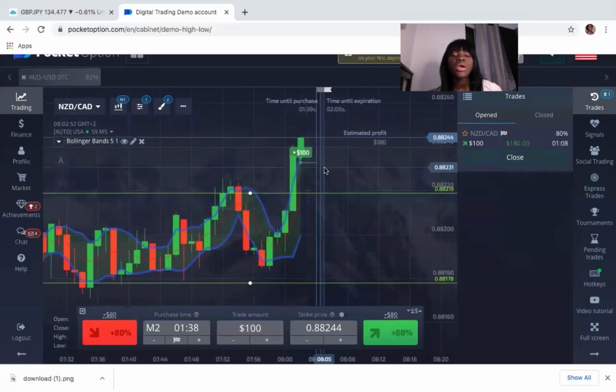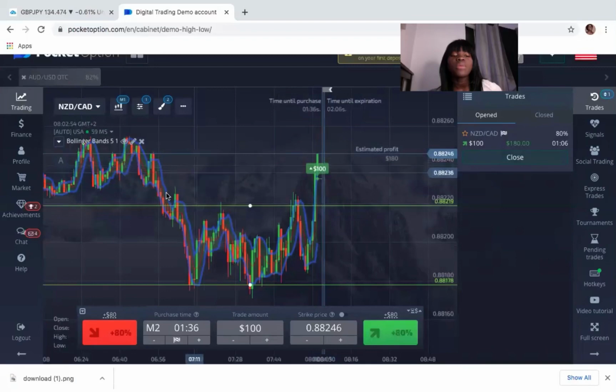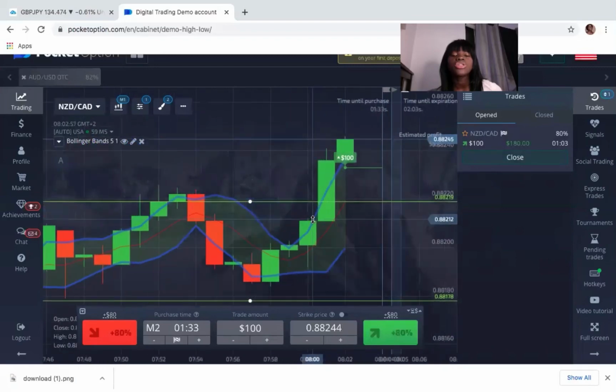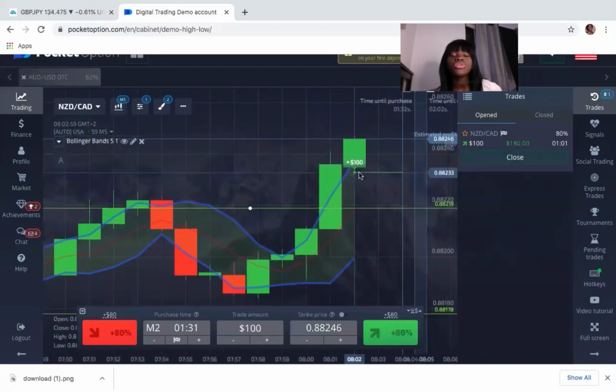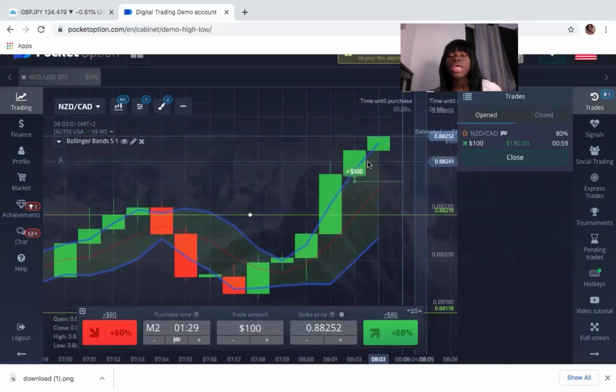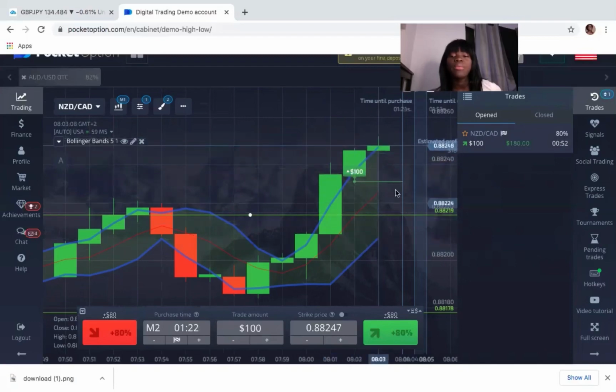And now it's shooting up. It's away from the zone. It shot up high. This green line right here is where we entered, and you can see how we secured profit, $180 that we will make within 2 minutes.